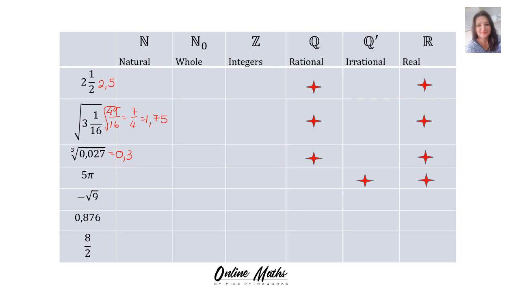Then this one, negative root 9, is the same as negative 3. Negative root 9 is the same as negative 3, which is an integer, rational and real. 0,876 is rational and real, and then 8 over 2 is the same as 4, which is a natural number, a whole number, an integer, rational and real.